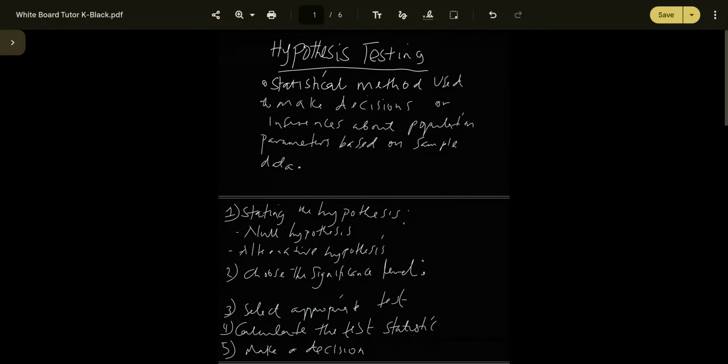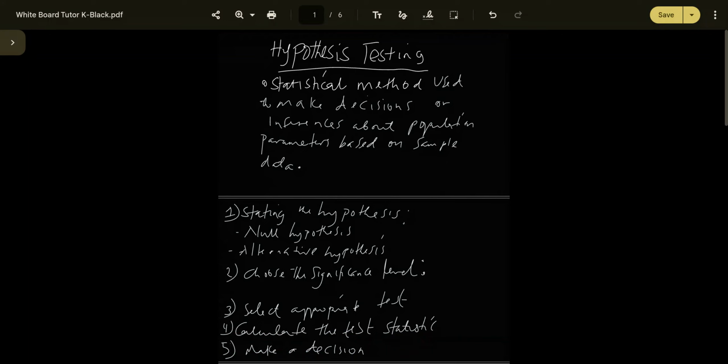So what is required in hypothesis testing? What is simply required is for you to state the hypothesis. In that case, you have two hypotheses that you are stating. There is a null hypothesis, which states that there is no effect or difference, or it's simply a statement of no change or association. There is also another hypothesis, which is the alternative hypothesis. The alternative hypothesis states that there is an effect or a difference exists.